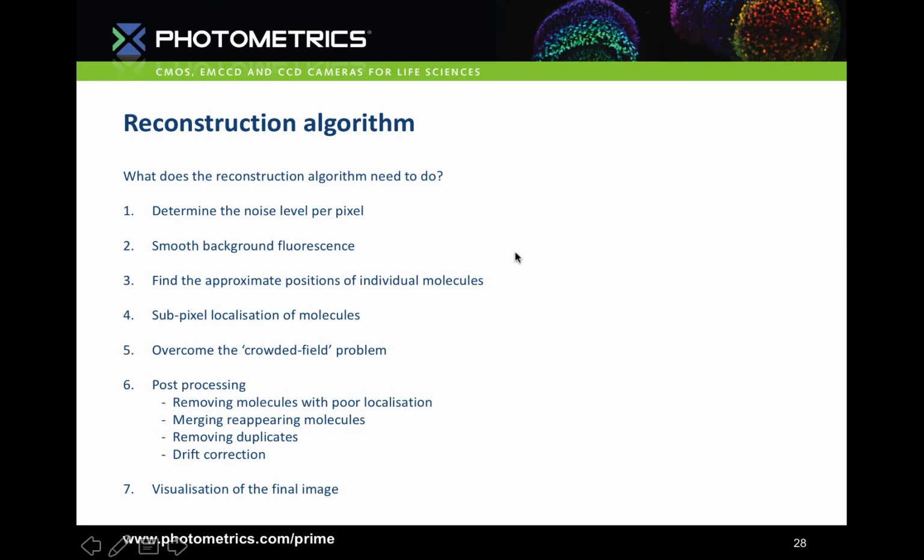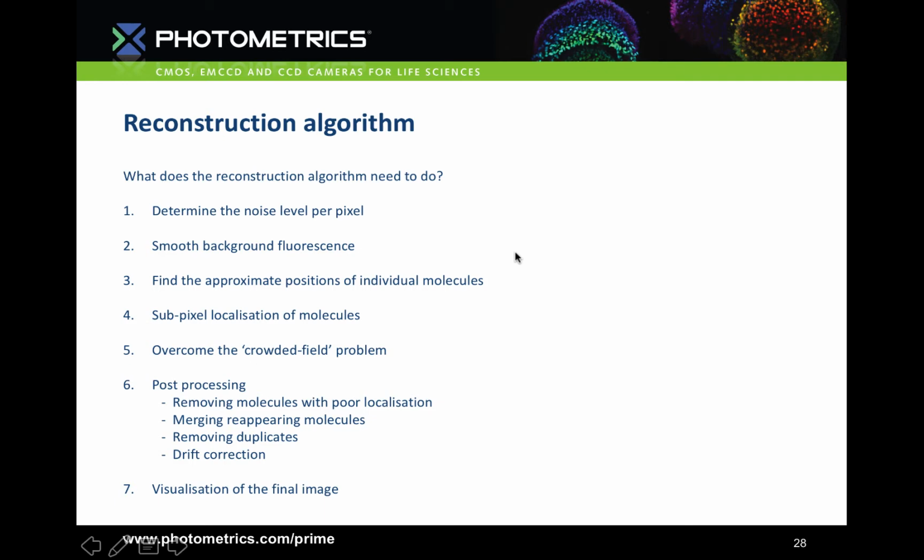A common one for PALM and STORM is ThunderSTORM, which I'll talk more about in a minute, but there are also faster algorithms such as QuickPALM and rapidSTORM. DNA-PAINT was developed alongside its own algorithm, Picasso, which also contains DNA-PAINT specific functions such as the ability to design DNA origami structures and simulate DNA-PAINT data.